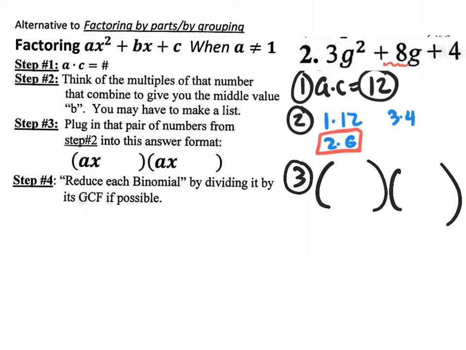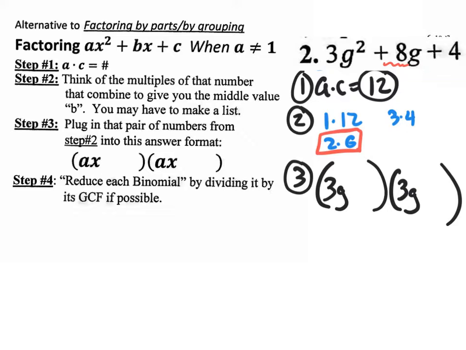Now, what is my a value on number 2? 3. Okay, so instead of 3x, it's a 3g and 3g. Now, why is this weird? Because this doesn't really make sense, because 3g times 3g is 9g squared, not 3g squared, right? So this is really weird, but later on we're going to adjust it to get rid of one of these 3's. Check it out.